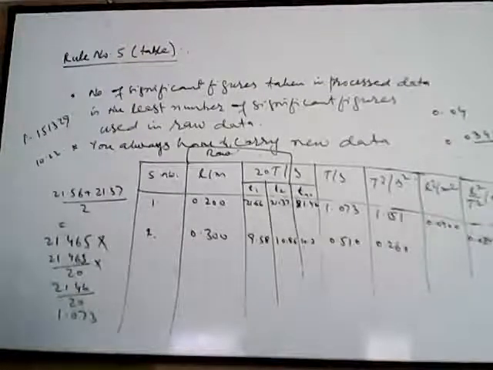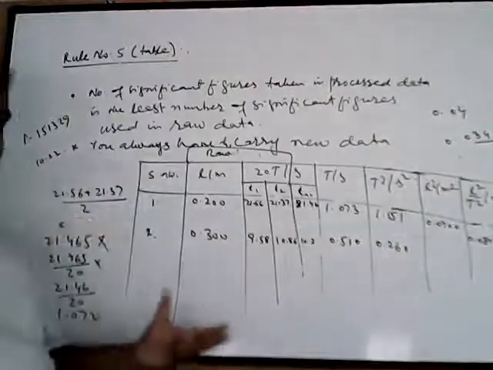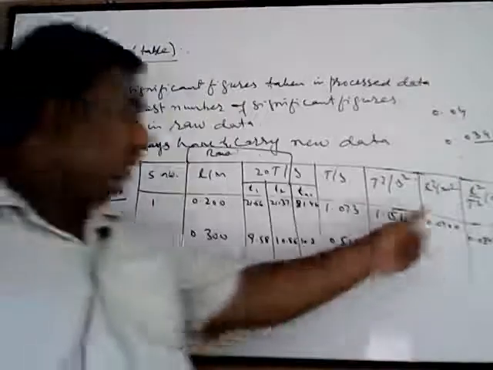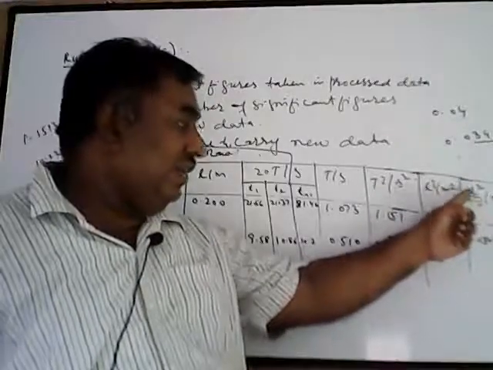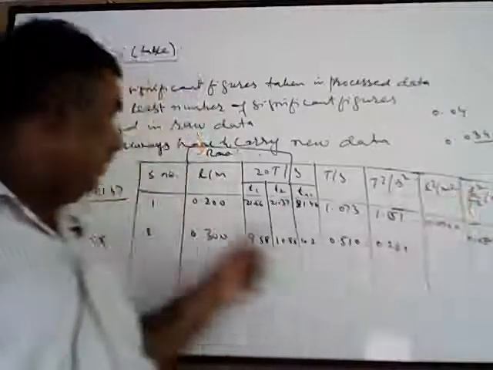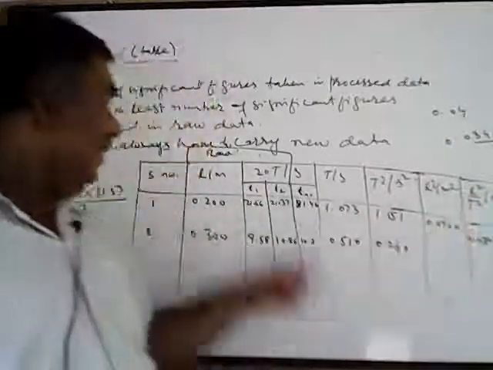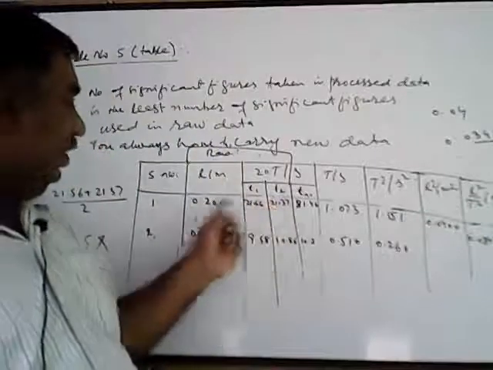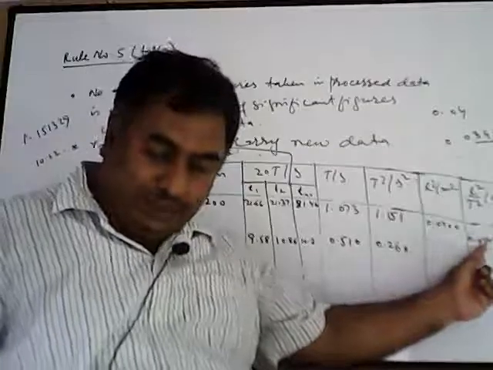So see, the rule for significant figures is that the number of significant figures taken is the least number of significant figures in the raw data used in the calculation. Suppose you have to calculate L square upon t square, then you will see what the significant figures in L are, say 3, and in t they are 4. So of 3 and 4, the least is 3. I will take 3 significant figures.